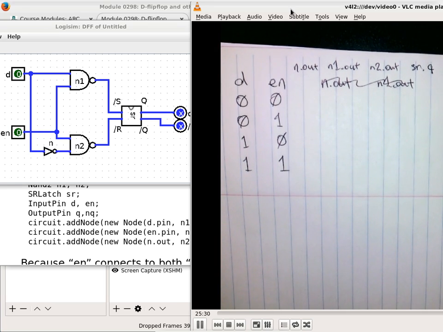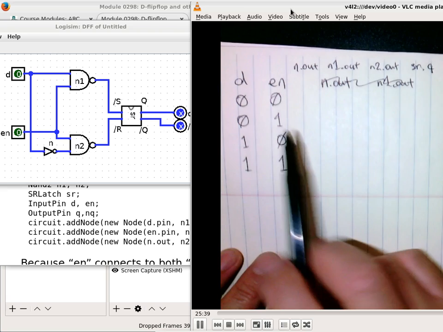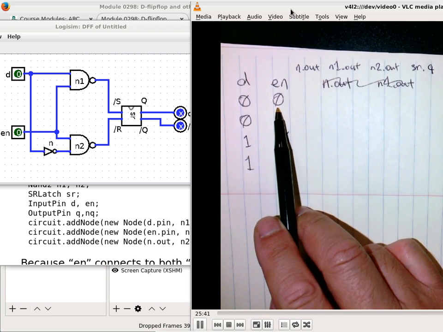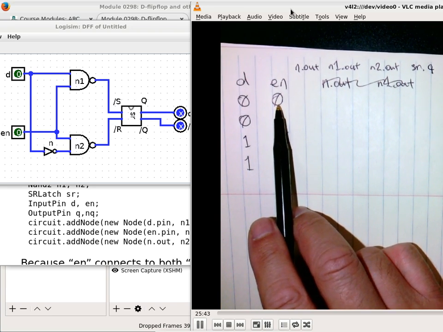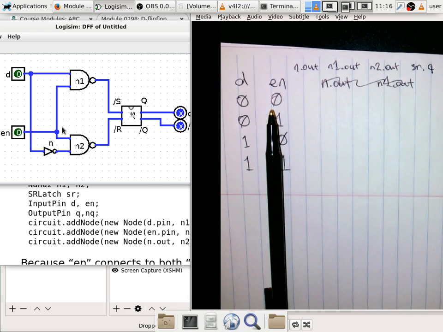Okay. So SR.Q is really the bottom line. /Q is kind of like a byproduct. For the most part, we don't really care about it. Okay. All right. When En is a 0, what's going to happen? When you look at the circuit, when En is 0, it goes into the input of both N1 and N2. So what is that going to do?